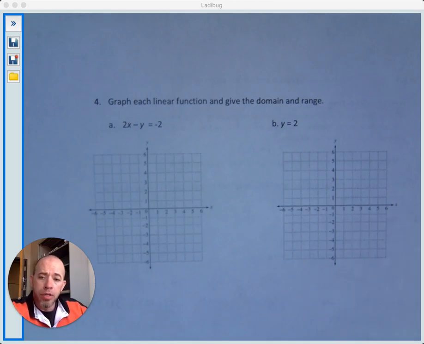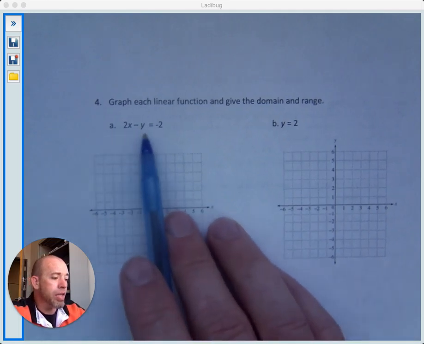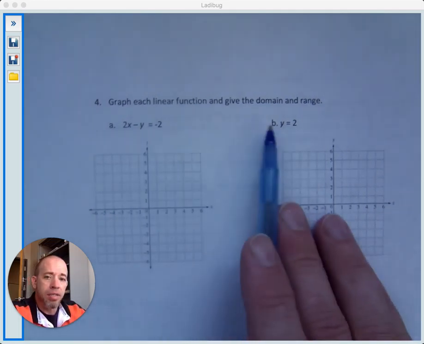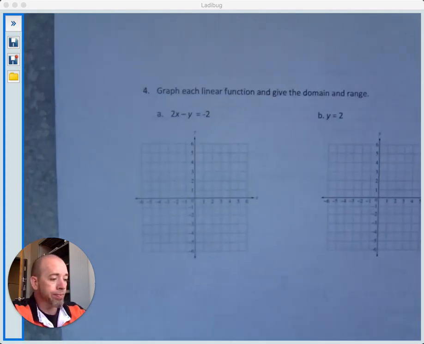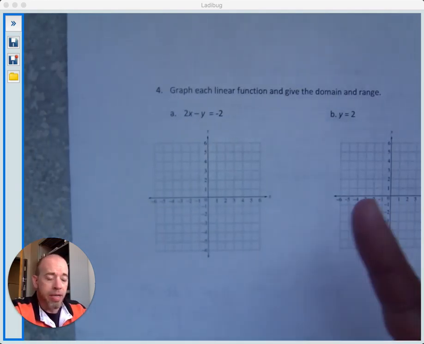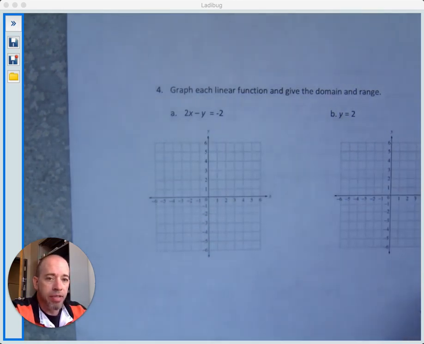And this should really be review, right? We're asked to graph each linear function and give the domain and range. Now we don't have function notation here. These are lines, and I think they're functions. So what we're adding here is domain and range, right? We could graph this line just as we graphed the lines in the past.